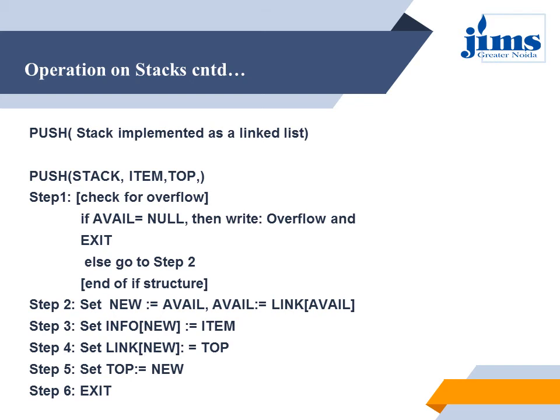Now if it is not so, I have to release a fresh node from the avail list. To do so, I will write new is equal to avail, and avail will now point to the link of avail. The next step will be to insert the item value into the info part of that new node. So set info of new equal to item, and now the link of this new node must point to top. This is what is done in step 4, that is, set the link of new node equal to top, and now this new node will become the top node. So set top equal to new and exit out of the algorithm.